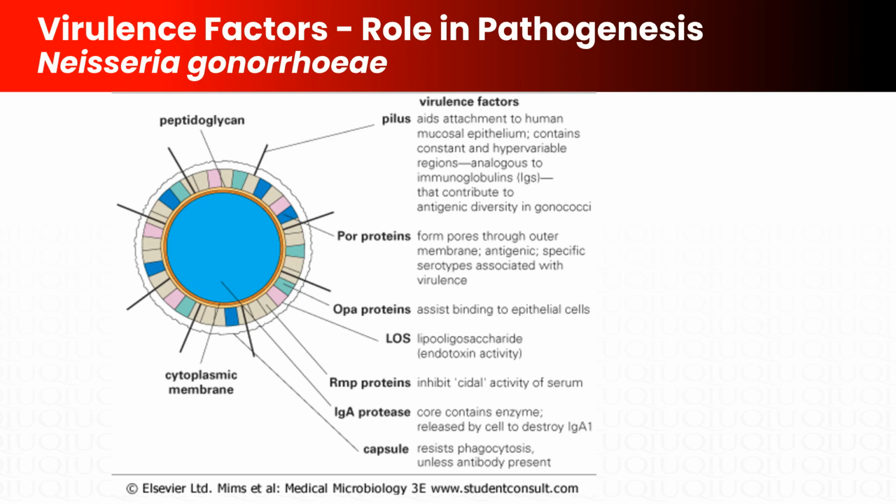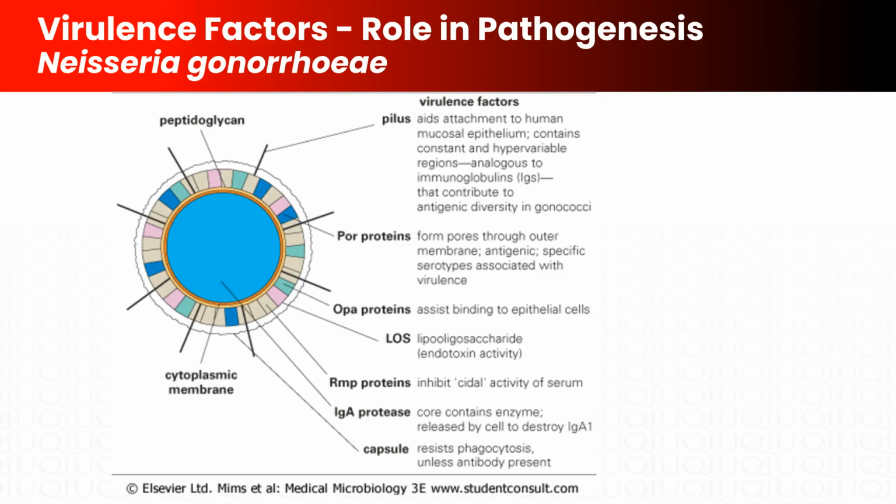Lipooligosaccharide. Similar to the lipopolysaccharide found in other gram-negative bacteria, LOS is a major component of the outer membrane. It's highly toxic and triggers intense inflammation, which contributes to the symptomatic purulent discharge we see in infected patients. The LOS also undergoes antigenic variation, helping the organism evade immune responses.